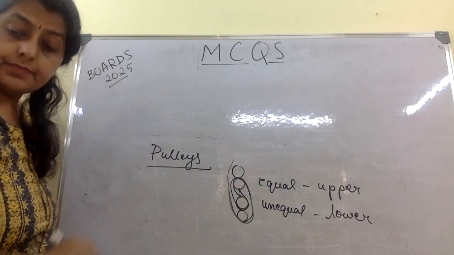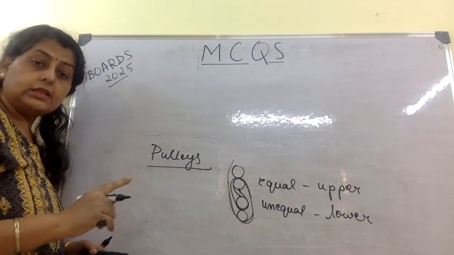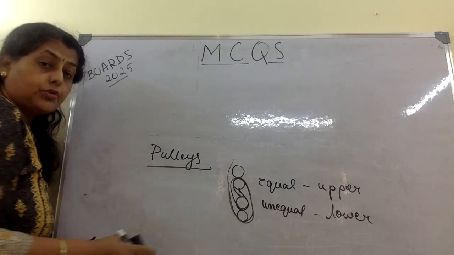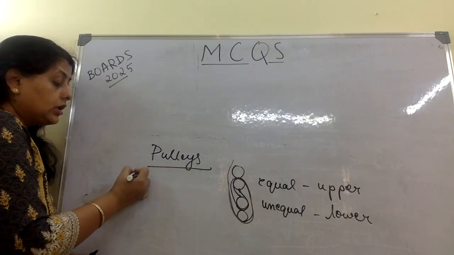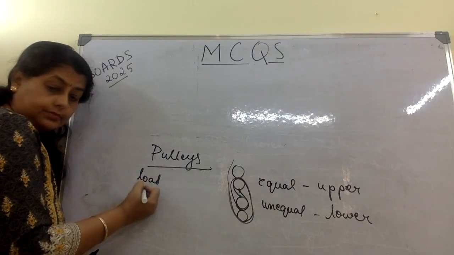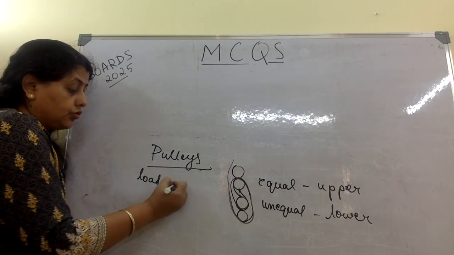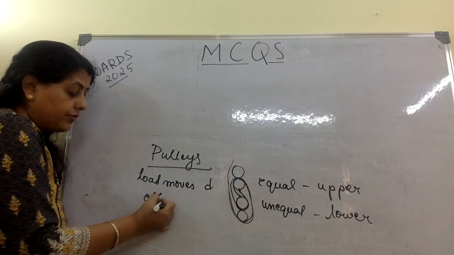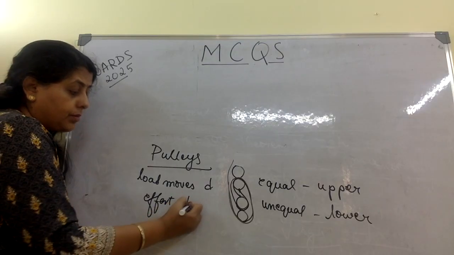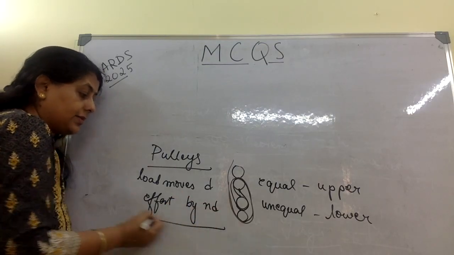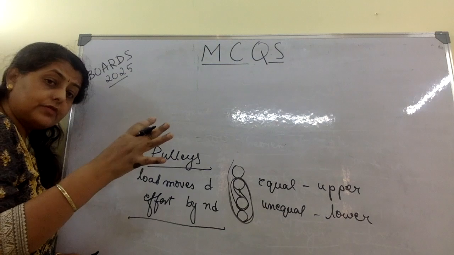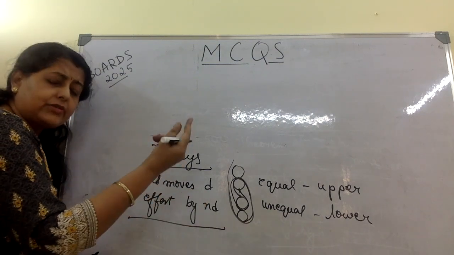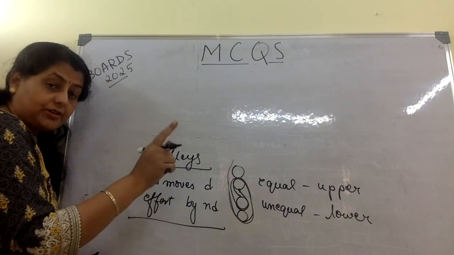Every time you can't be wasting time in calculations or diagrams. In block and tackle, if the load moves by distance d, the effort will move by n d. Remember this. So if there are 5 of them, and the load moves by, let's say, 1 meter, the effort will move by 5 meters.